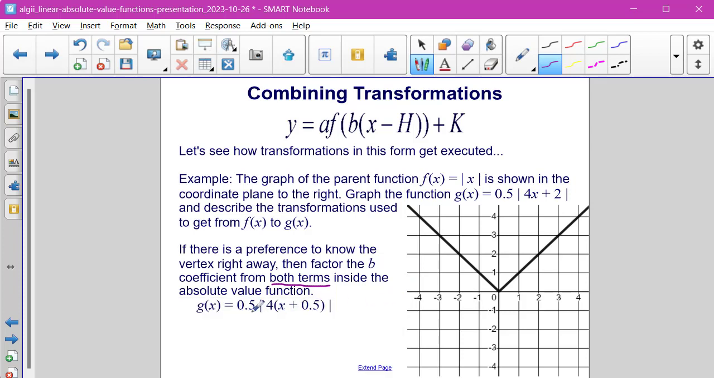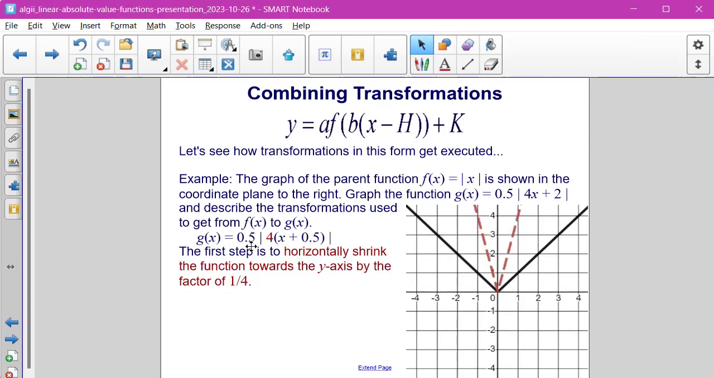And when we do that, we're going to still have the 1/2 out in front, but then we have the absolute value of 4 times the quantity of x plus 1/2, because again, 2 divided by 4 is 1/2. So now that we have g of x in the form of a times the absolute value of 4, in our case, which is our b, times the quantity of x plus 1/2, we're going to horizontally shrink the function towards the y-axis by that factor of 1/4.